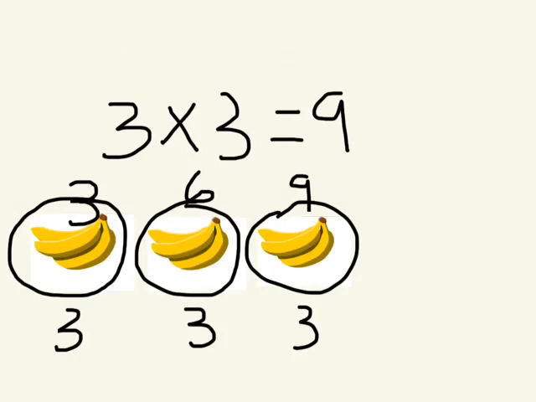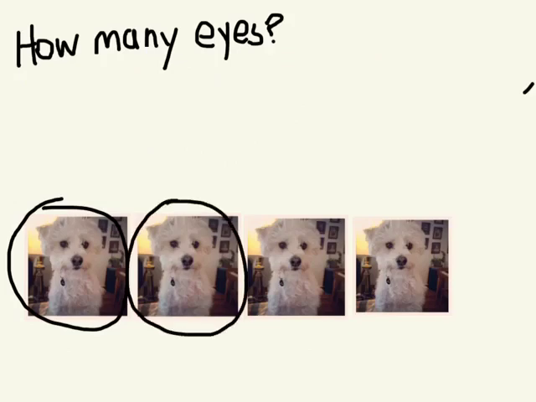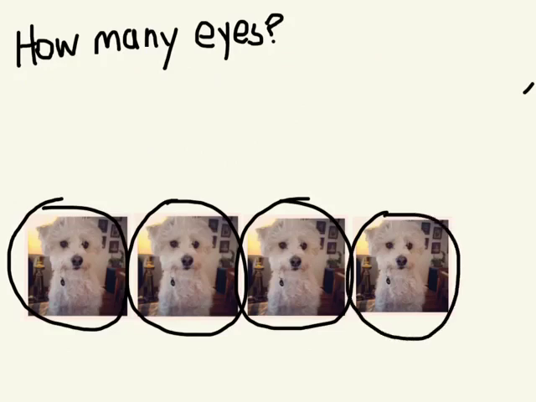Okay. Let's try it on another. Here the question is, how many eyes? So the first thing we want to do is look at how many groups we have, and so let's circle each group. 1, 2, 3. I have 4 groups, and of course we know that a dog has 2 eyes, so I can see that there's 2 here, there's 2 in this group, 2 here, 2 there.